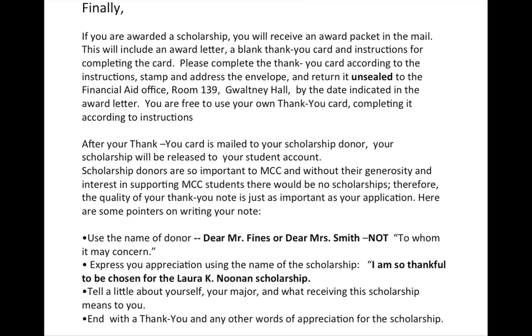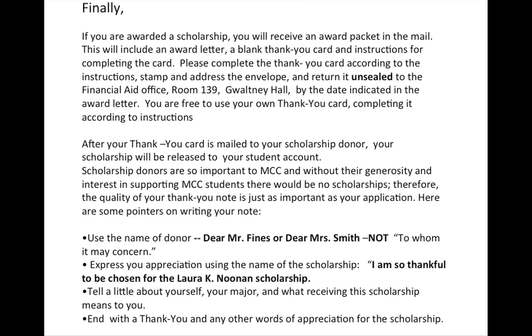And it's something to keep in mind, that this is a very, very important aspect of receiving a scholarship, because our donors are members of our community. They're folks just like you and me who have decided to donate their money, their financial resources, to helping students at Mayland. It's so important that we show our appreciation to them.